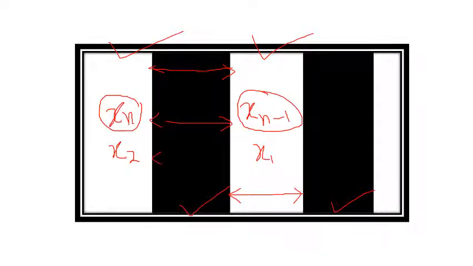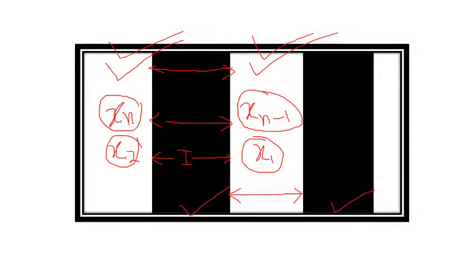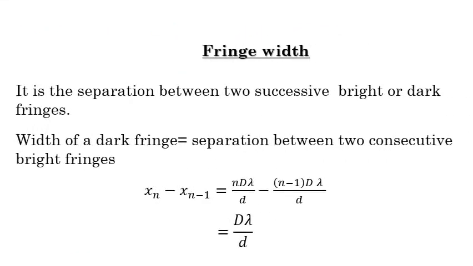So in order to find the width of this first dark fringe, I will subtract x1 from x2. What does this x1 give? It gives me the position of this first order bright fringe. What is x2? x2 gives me the position of the second bright fringe. Fine. So width of a dark fringe equals the separation between two consecutive bright fringes, xn minus xn minus 1.